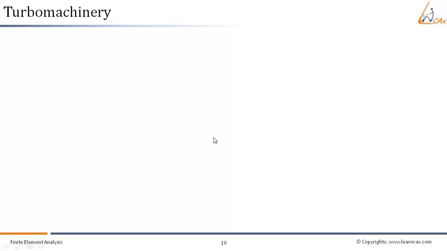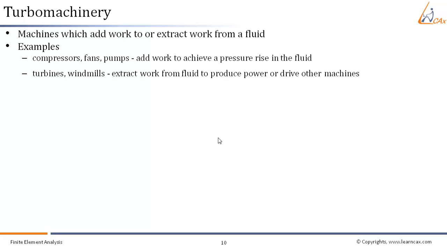So seeing all these videos, we come to ask ourselves that in the industry, there are a lot of equipments and devices which have rotating components. So what is the term turbo machinery? Machines which add work or extract work from a fluid by a rotating component are known as turbo machinery. As we saw, there are a lot of examples: compressors, fans, pumps. These all add work to achieve a pressure rise in the fluid. Whereas turbines, windmills extract work from fluid to produce work or drive other machines.